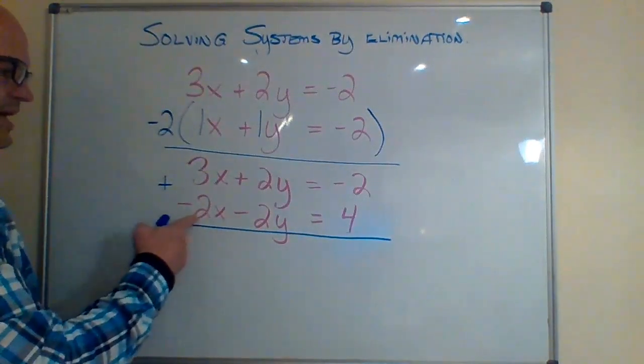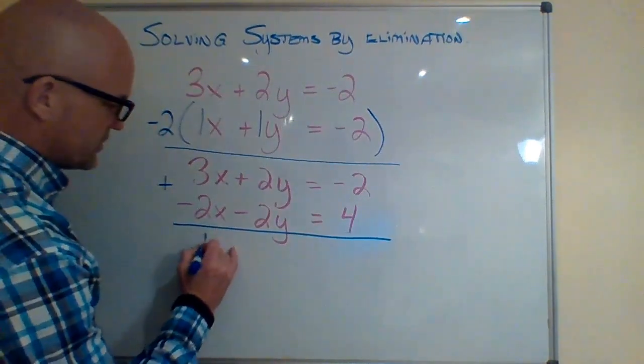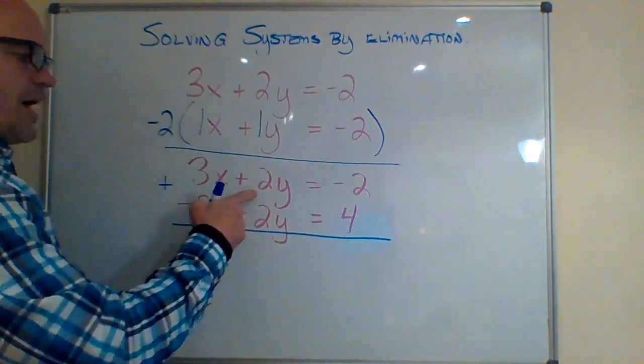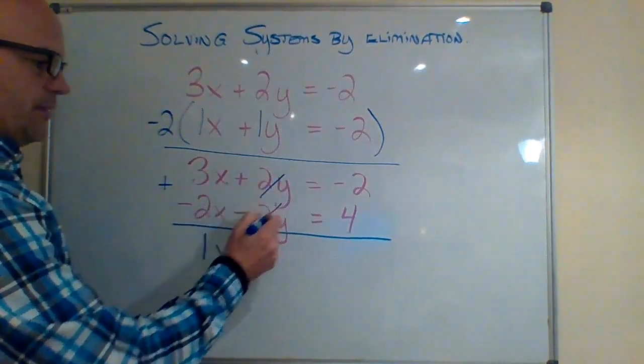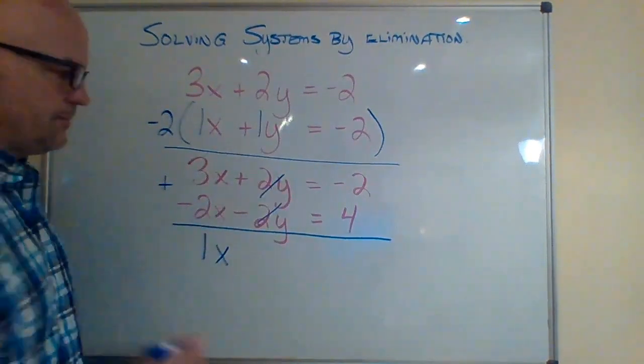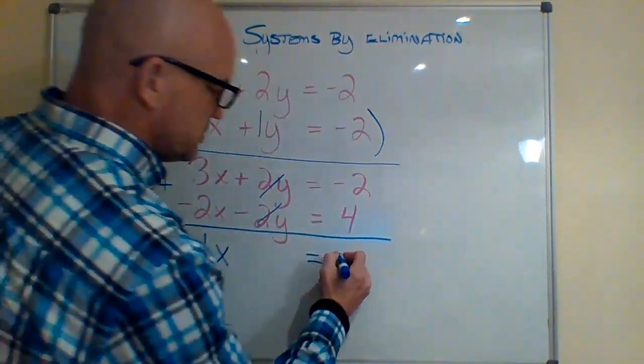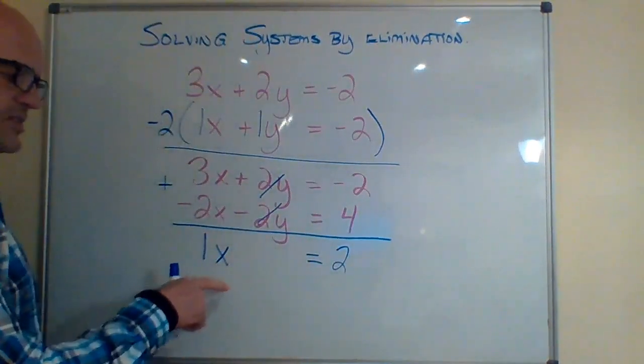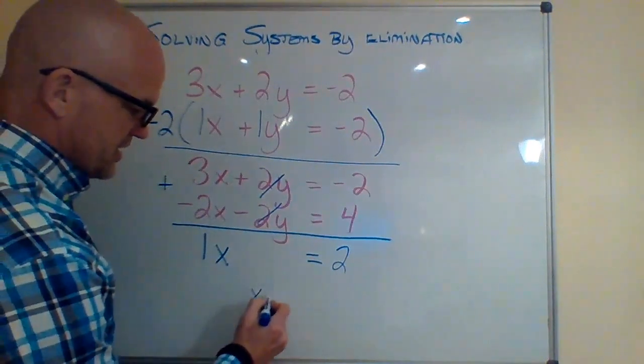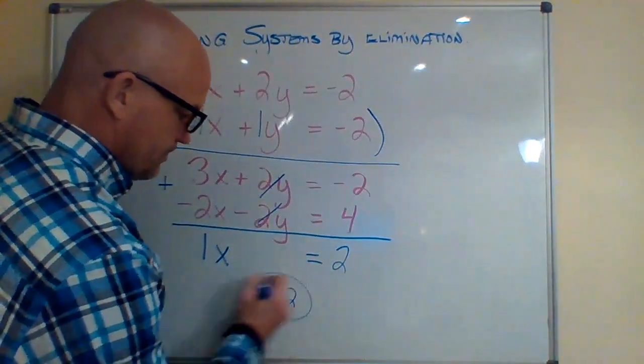So I'm going to add these two equations together. 3x plus -2x is 1x. 2y plus -2y, well, that eliminates, and that's what I wanted to happen. Equal sign comes down, and -2 plus 4 is +2. That's just 1x equals 2, which is the same thing as x equals 2.